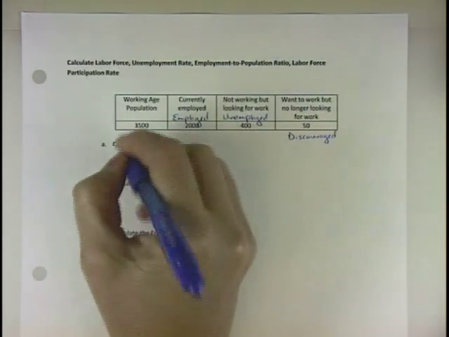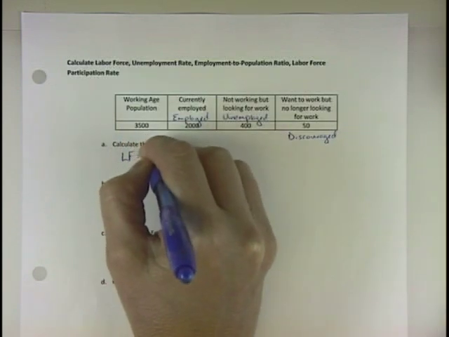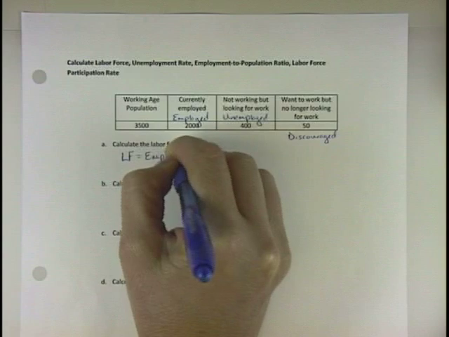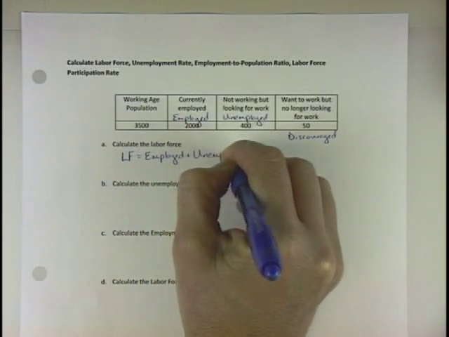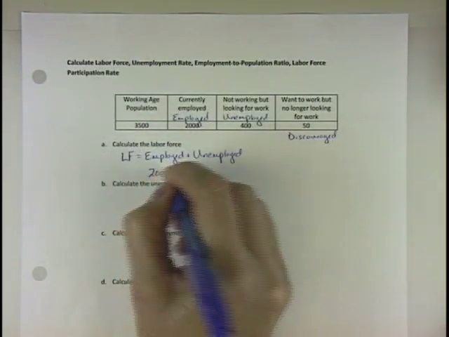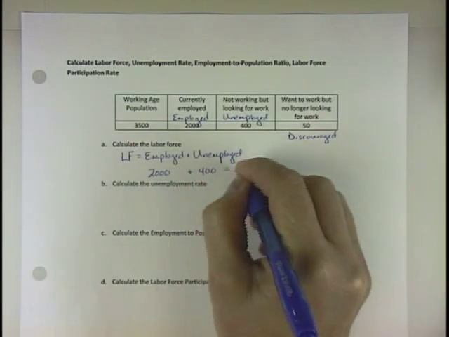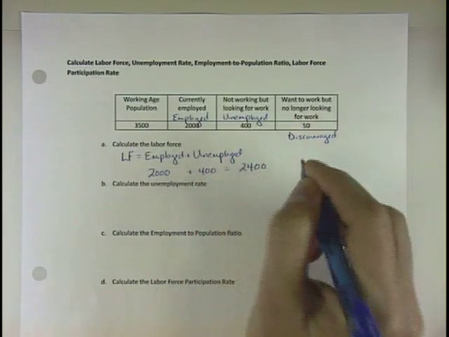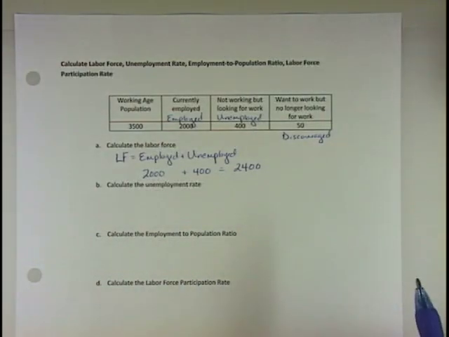Okay, so the labor force, we'll call that LF, is going to be the employed plus the unemployed. Okay, so up here we have employed was 2,000, our unemployed was 400, so our labor force is 2,400. Again, we don't count the discouraged workers because they're not classified as either employed or unemployed.